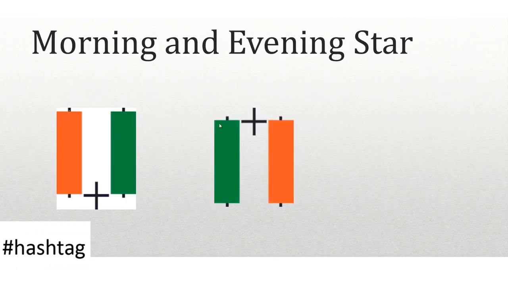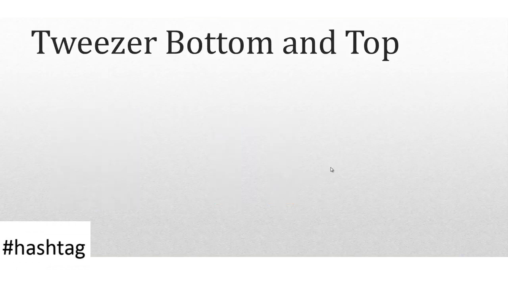And the evening star is just the opposite. First candle, buyers are in control, closing near the highs. Second candle, indecision. They can't decide whether to go up or go down, so that's why they close at the same level where they open. On this candle over here, the open and close is at the same level. And third candle, bears come in and push price lower, closing near the lows. So this is what we call an evening star, a bearish reversal pattern.